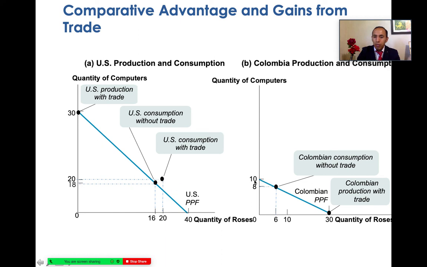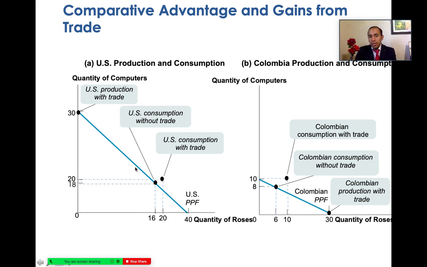And Colombia with trade now receives 10 computers from the US and keeps 10 roses from its own production, which is more than 8 computers and more than 6 roses. Together with the specialization, trade and lower opportunity costs, they are consuming more by working together, by specializing, by opening the borders to international trade than if they were at self-sufficiency. Gains from trade accrue to both countries when it's mutually beneficial.